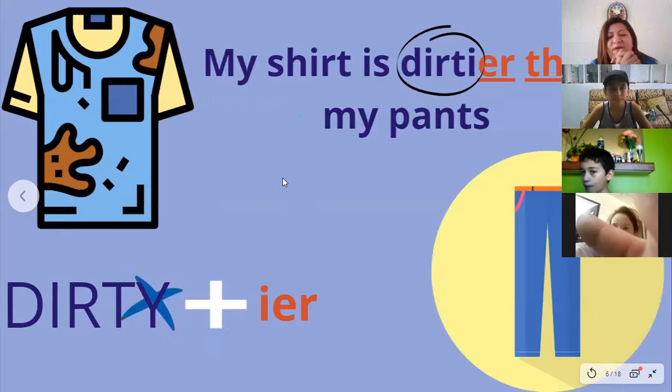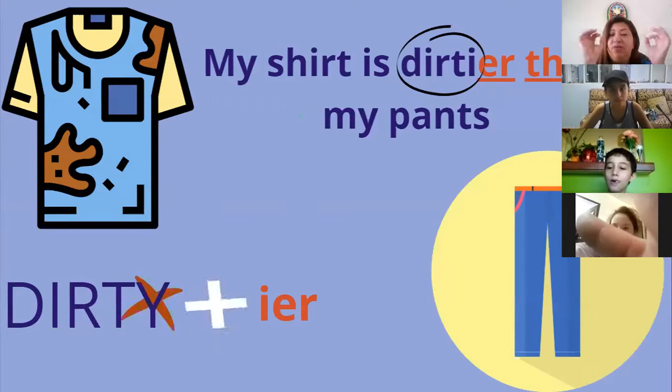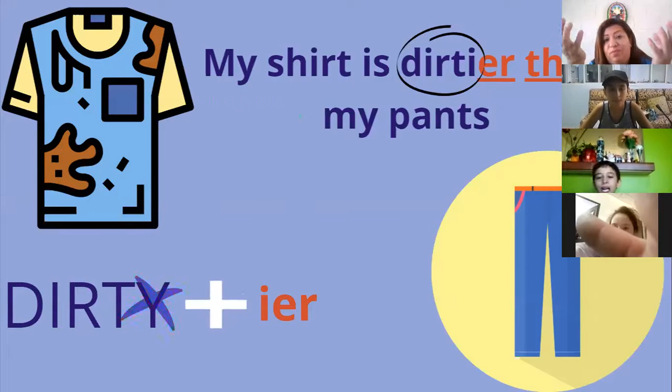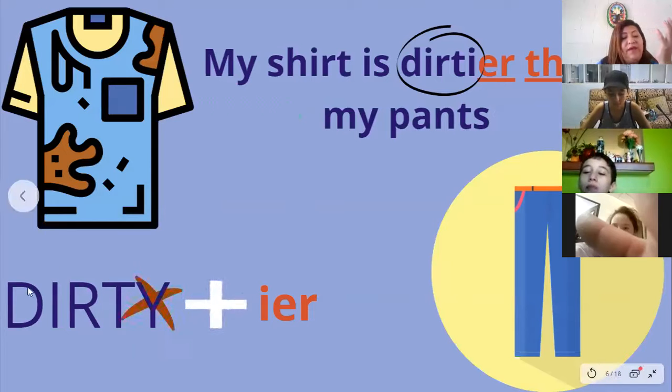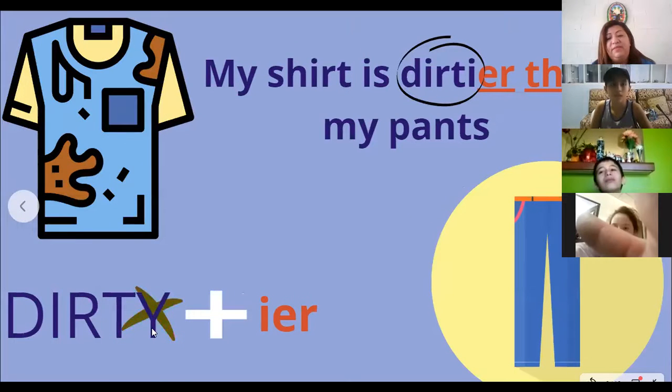We have here a very nice example. But there is one thing. We have a new rule. The adjective is dirty. Right? That's the adjective. Dirty. But the adjective ends with Y. You can see here that it ends with Y.